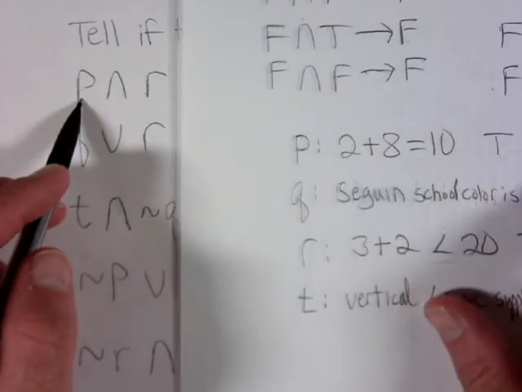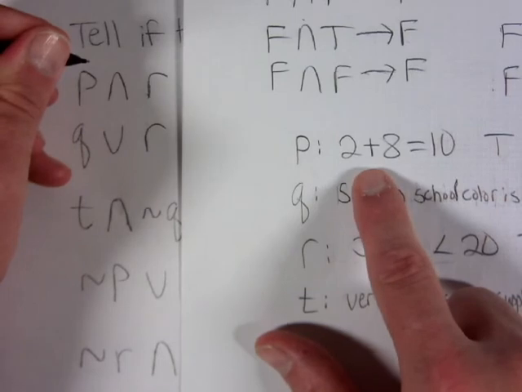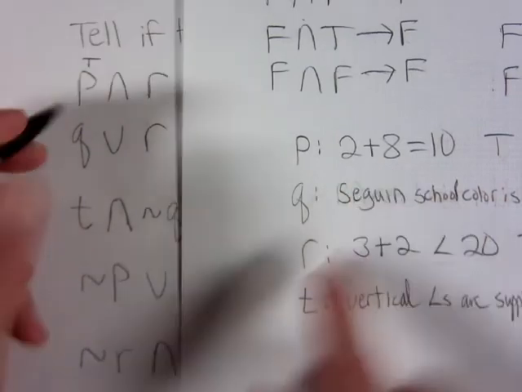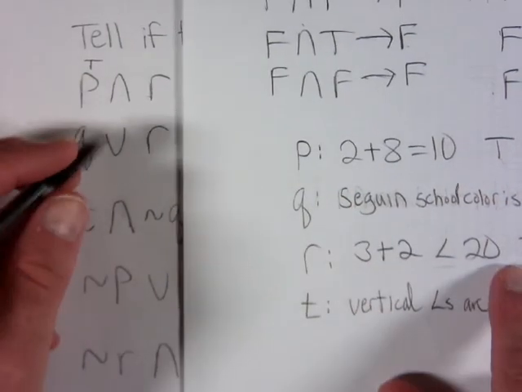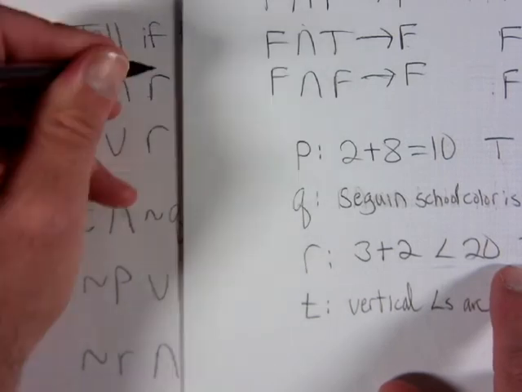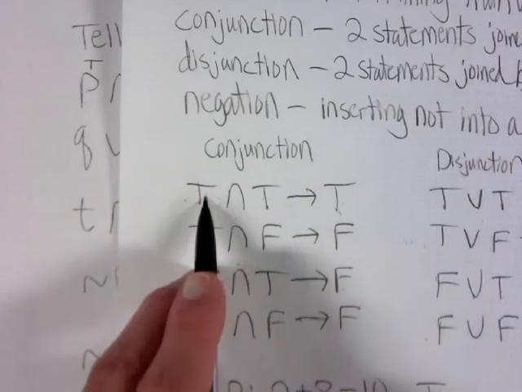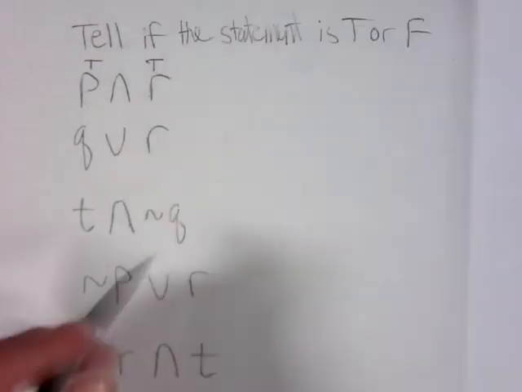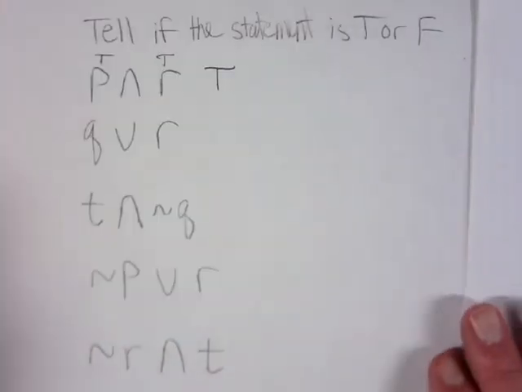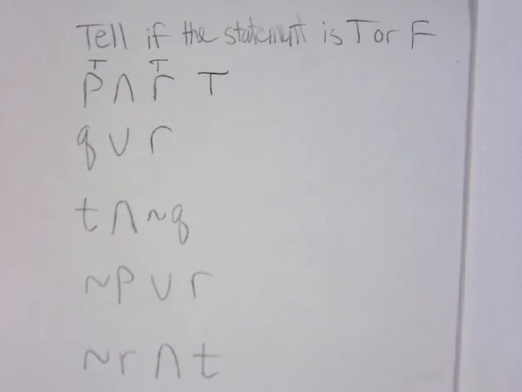Statement P was true, because 8 plus 2 equals 10, that's true. Statement R was also true, because 3 plus 2 is less than or equal to 20. And so if both parts are true, then what's the whole conjunction? It must be true. So the answer to this statement is it is a true statement, a true conjunction.